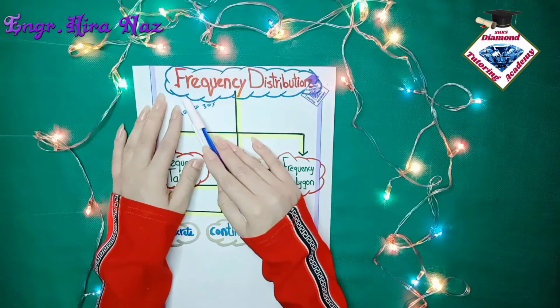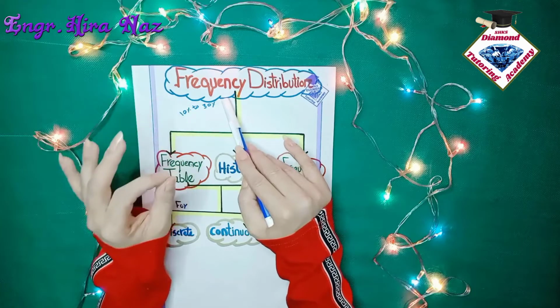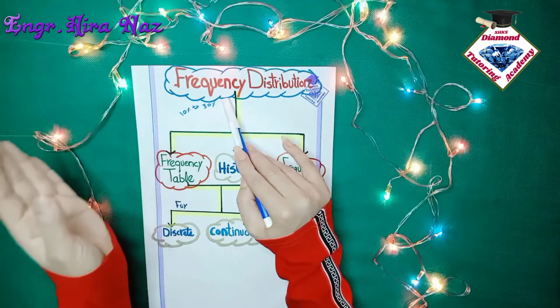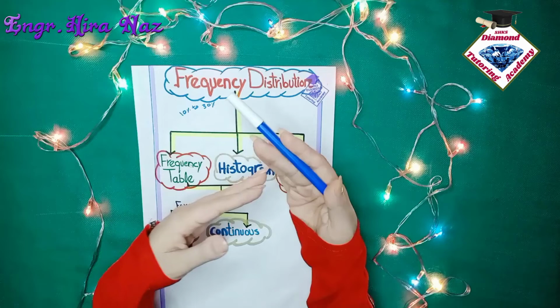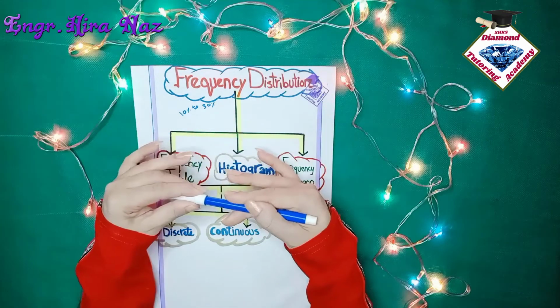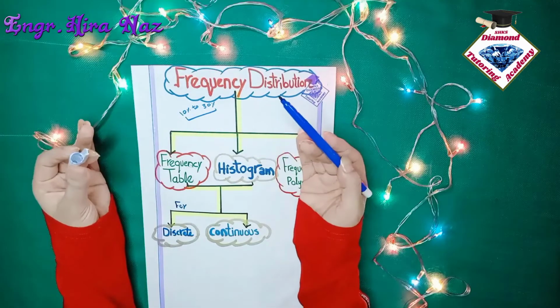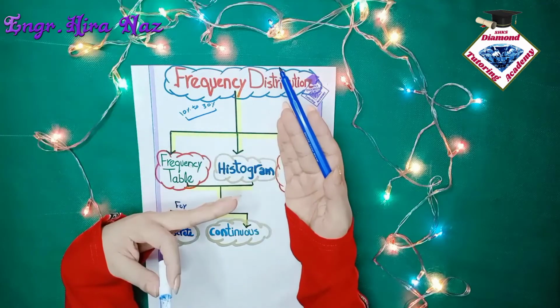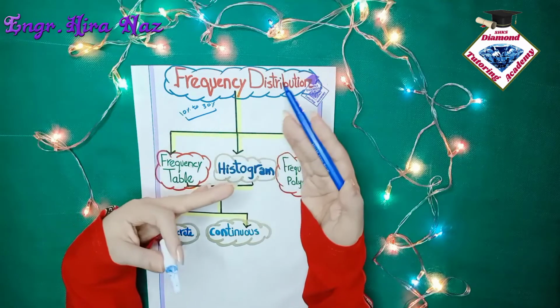Let's discuss the term frequency first. Frequency is basically the number of times each value appears, which means frequency is repetition of a value or a number. For example, if 3 students get marks from 10% to 30%, then frequency is 3. But if 5 students get marks from 10% to 30%, it means the frequency is 5.